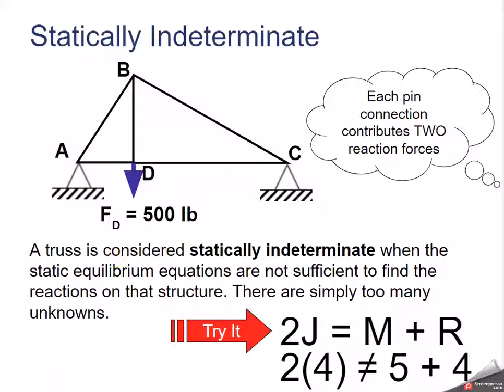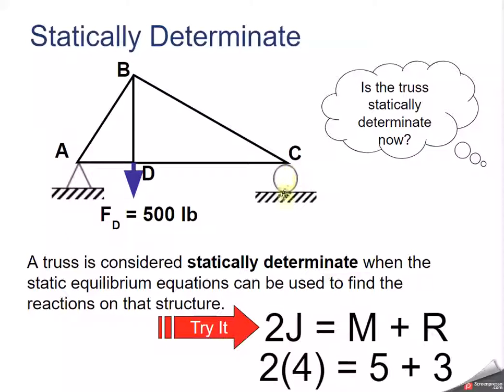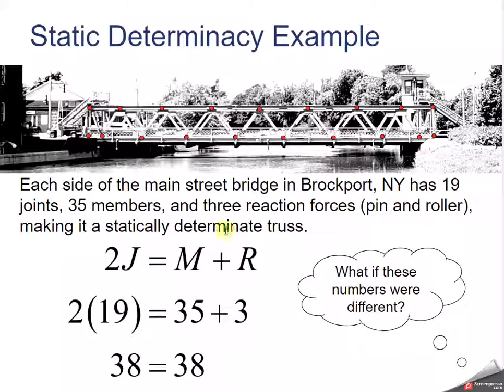So how do we change that? Well, we change one of the pins to a roller. We still have 4 joints, 1, 2, 3, 4. We have 5 members, 1, 2, 3, 4, 5, but now we have 3 reaction forces, 2 at the pin and 1 at the roller. Now we can solve for that. Real life example: this bridge in Brooklyn has 19 joints, represented by the red dots, 35 members connecting those joints, and 3 reaction forces with a roller and then a pin. So 2 times 19 is 38, and 35 plus 3 is 38. 38 equals 38. That is a good working bridge.